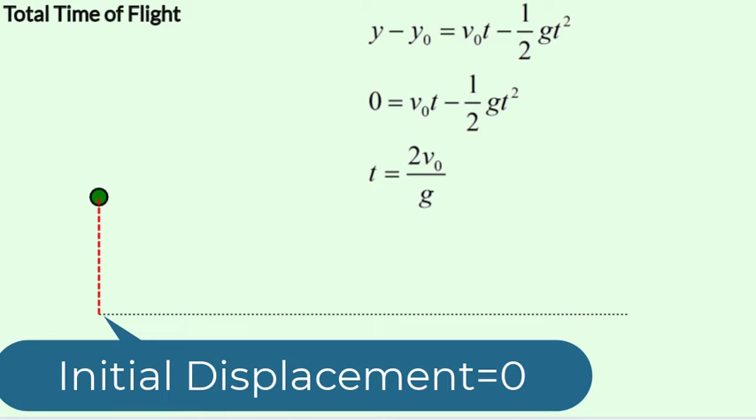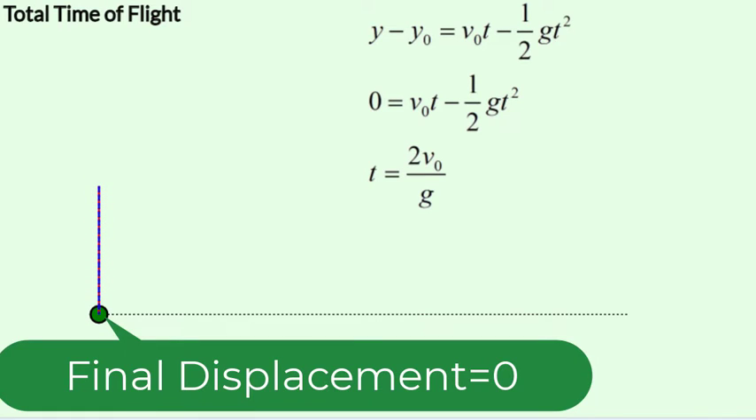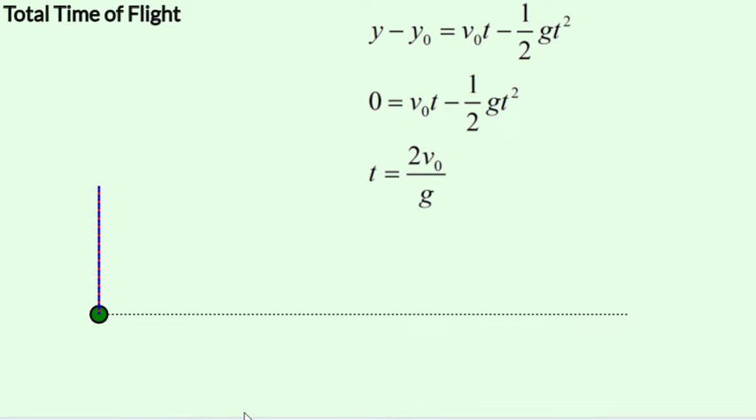So when the ball begins from rest, the initial displacement is 0, and when the ball reaches the ground again, the final displacement is also 0. When we plug this into the equation of motion, we have both y and y0 as 0. And from here we obtain the time of flight as 2 times v0 over g.